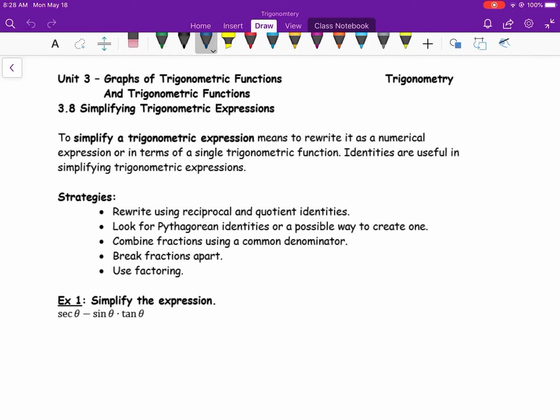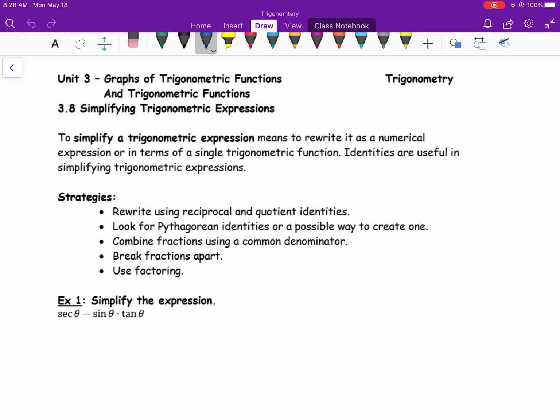All right, good morning. So continue on with trig expressions. Today we are going to simplify trig expressions. We're going to rewrite it as a numerical expression or in terms of a single trigonometric function. Got to use our identities to help simplify these.